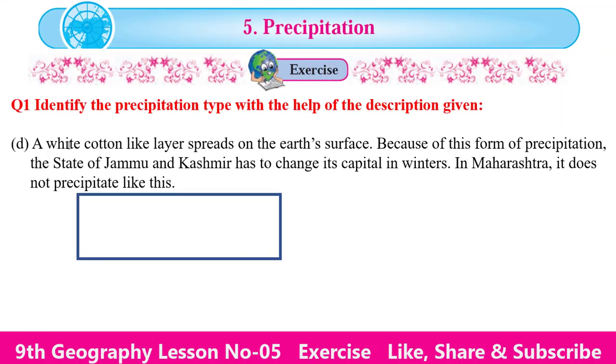Now next. Fourth, a white cotton-like layer spreads on the Earth's surface. Because of this form of precipitation, the state of Jammu and Kashmir has to change its capital in winters. In Maharashtra, it does not precipitate like this. The answer is snowfall. Now next question.